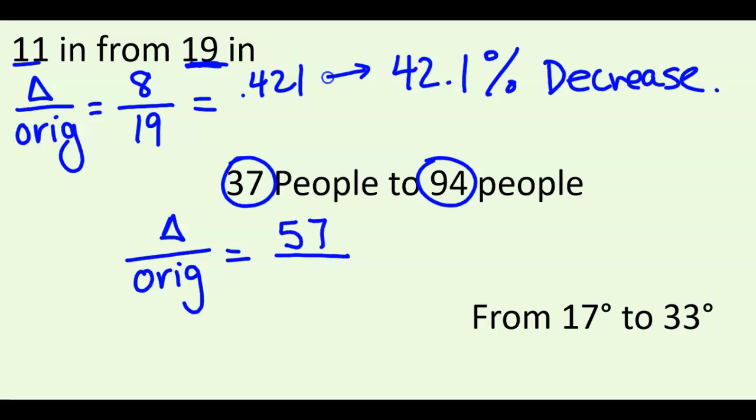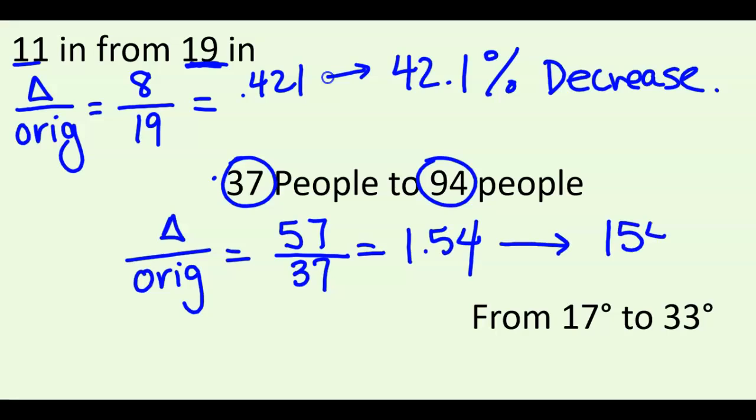The original number, it started here at 37, and if I type that into my calculator and divide, go ahead and do that. 57 divided by 37, I get this. So there's my decimal answer, and I need to turn it into a percent, okay? So I move my decimal point over. 154%, and let's see, it went up, so that would be an increase.